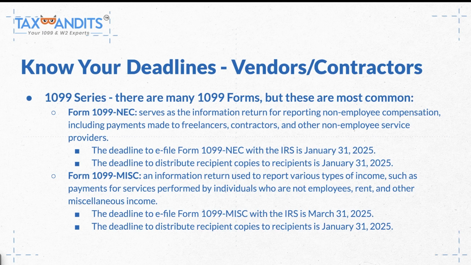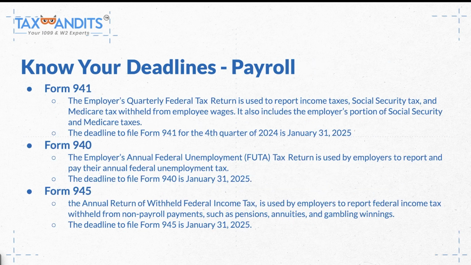The other most popular 1099 is the 1099-MISC, and this is an information return used to report various types of income, such as payments for services performed by individuals who are not employees, rent, and other miscellaneous income. The deadline to e-file that is March 31st of 2025, and the deadline to distribute the recipient copies is January 31st of 2025.